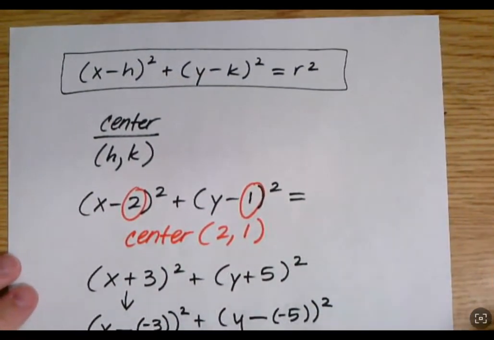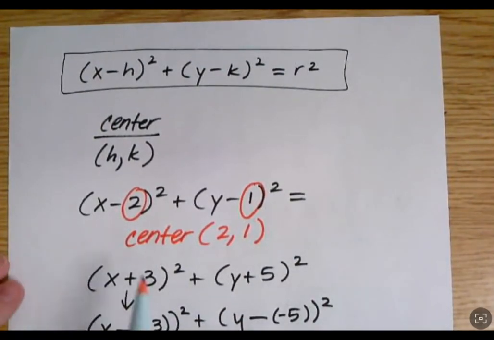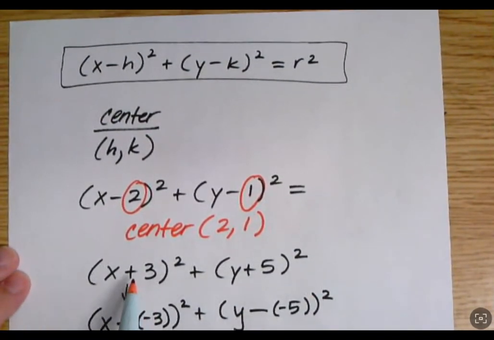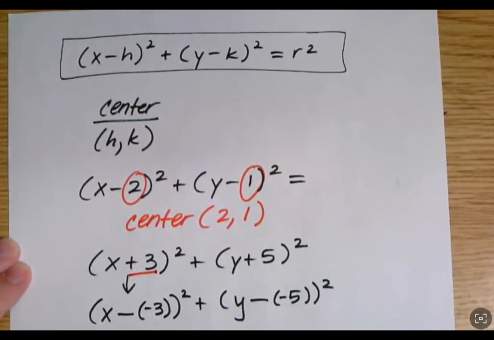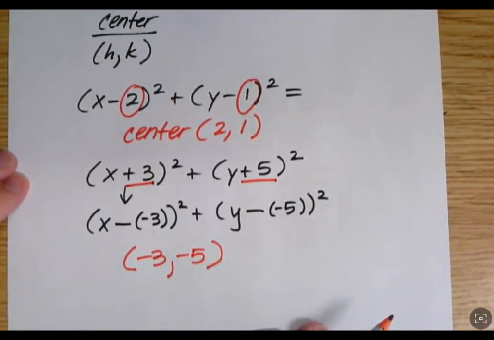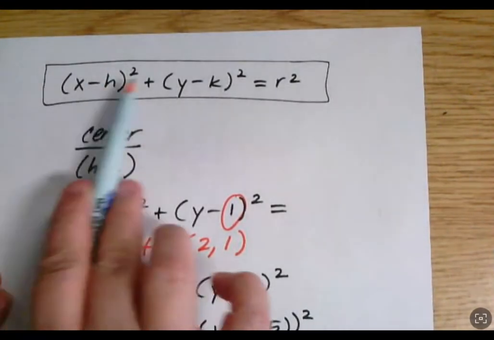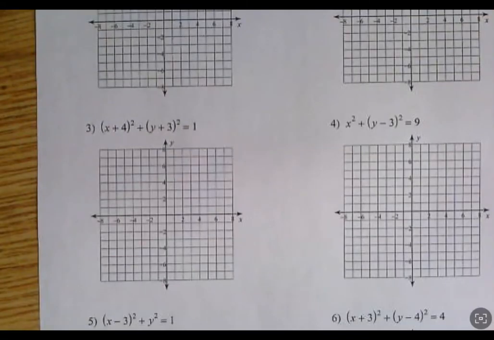So basically if you see a plus, that means your h is actually negative and your k is actually negative. The easiest way to think of it is, because of these two minuses, your center has the opposite sign of what you see. If I see plus 3 in here, my center is at negative 3; plus 5, negative 5. So you have to change the signs compared to what you see in the equation because of those minuses. Okay, so let's do some example problems.